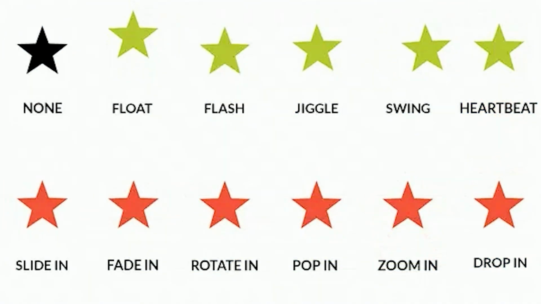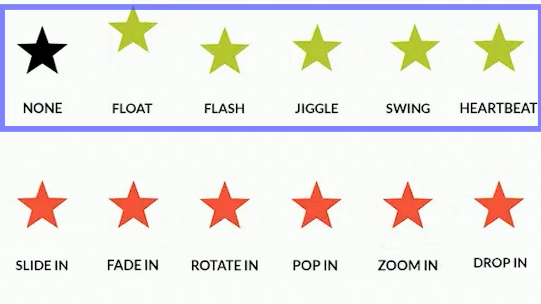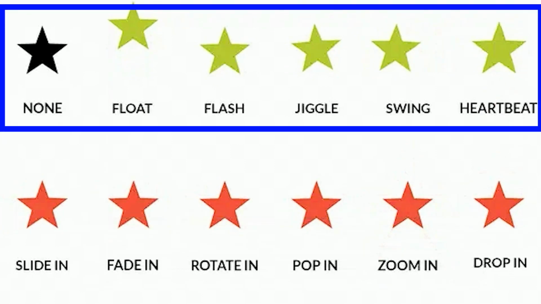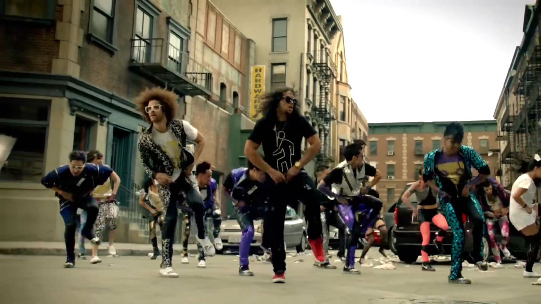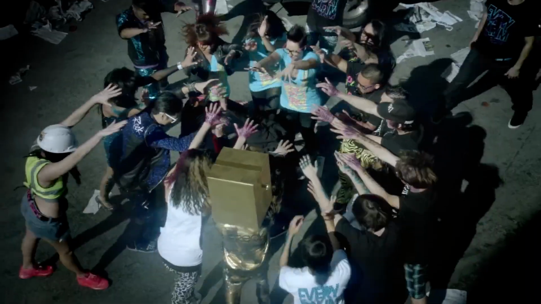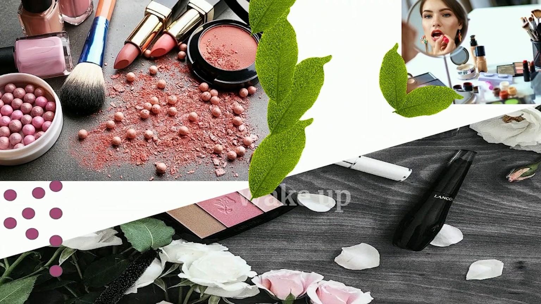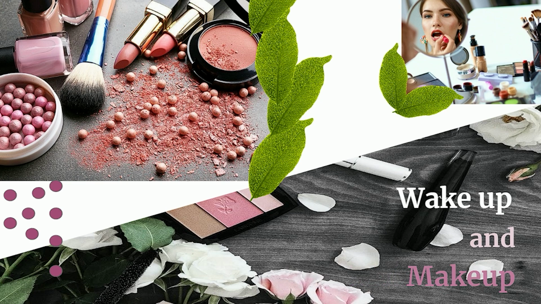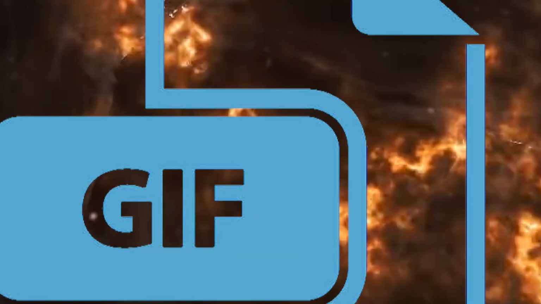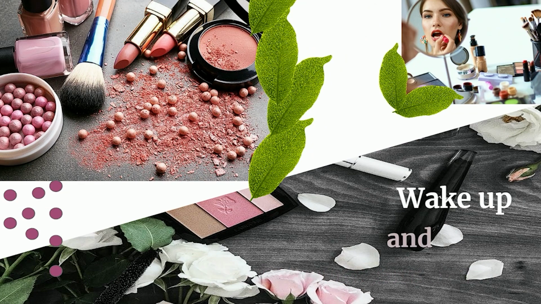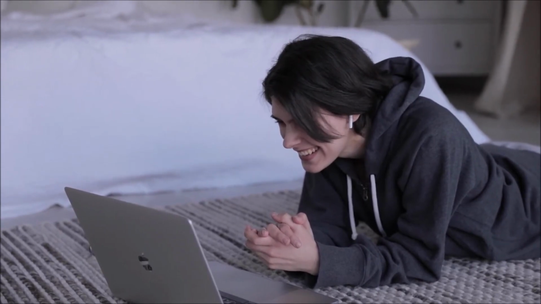Getting back to the motion of the stars from before, first up we have looping motion, the green stars, an animation that keeps on going like an eternal dance party. When you download your design as an MP4, this animation type will persist throughout the entire length of your video, ensuring non-stop movement. And guess what? If you choose to download it as a GIF, the animation will continue to groove during the entirety of the GIF loop. Talk about keeping things lively.